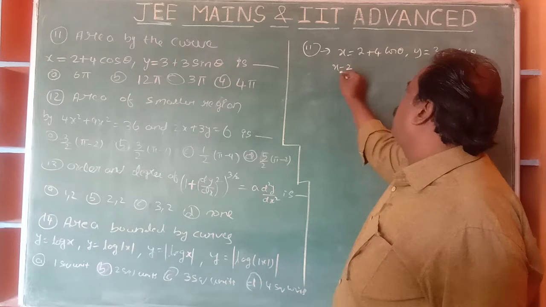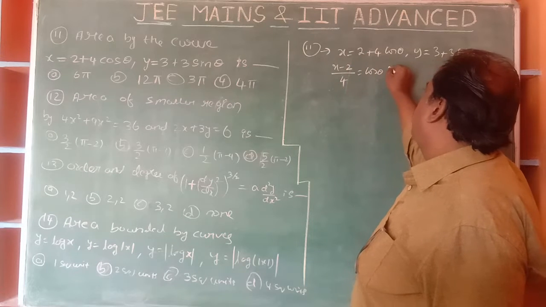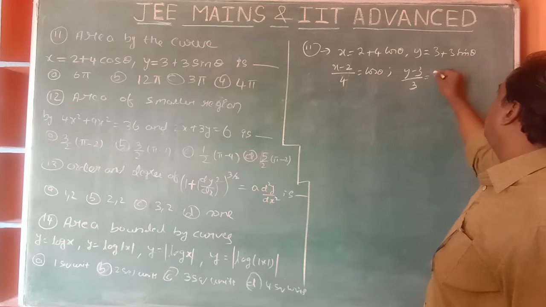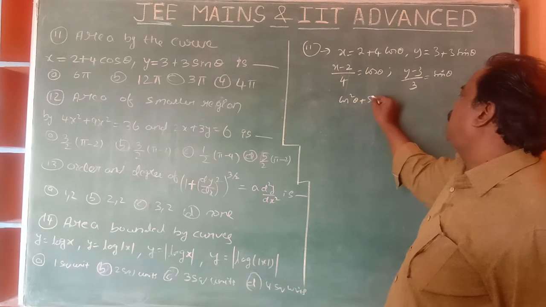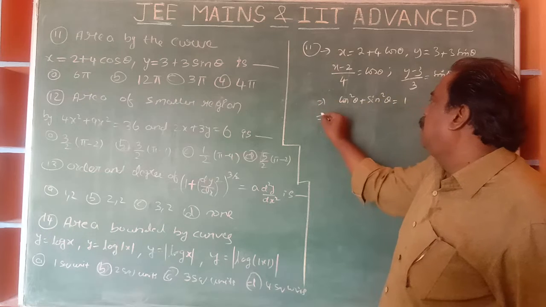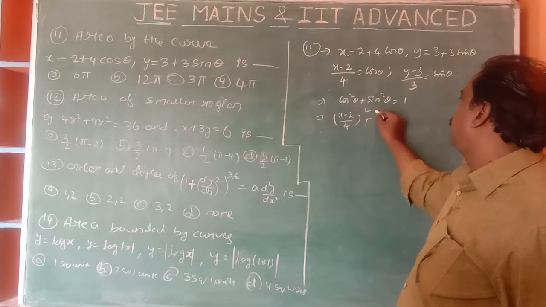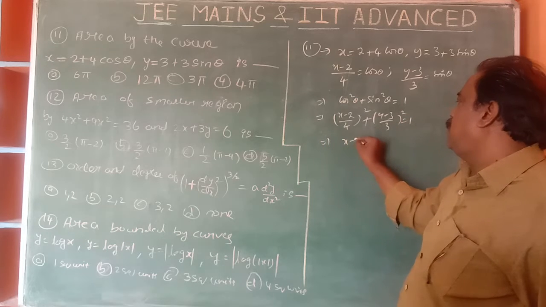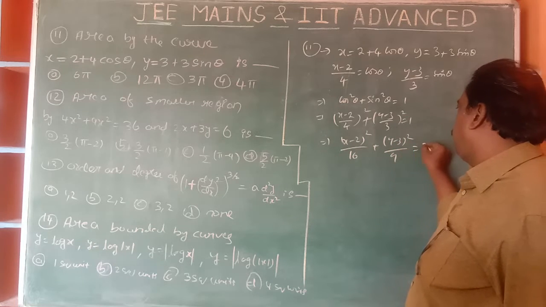See, (x minus 2) by 4 is equal to cos theta, and (y minus 3) by 3 is sin theta. Okay? So cos square theta plus sin square theta, we know that is 1. In that identity we substitute: ((x minus 2) by 4) whole square plus ((y minus 3) by 3) whole square is equal to 1. So it is (x minus 2) whole square by 16 plus (y minus 3) whole square by 9 is equal to 1.